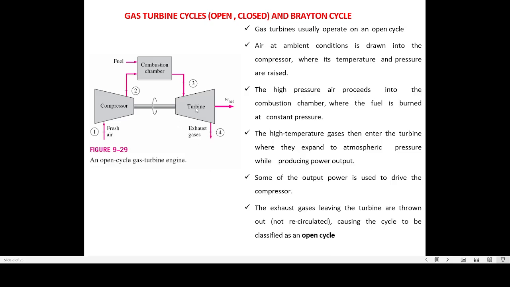And as the compressor and turbine are both mounted on the same shaft, some of the power output is used to drive the compressor. I should draw your attention to this: that part of the work developed by the turbine is utilized for the operation of the compressor. The exhaust gases leaving the turbine are not recirculated. They are exhausted to the surroundings, causing the cycle to be known as the open cycle.